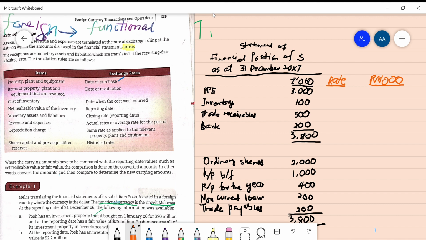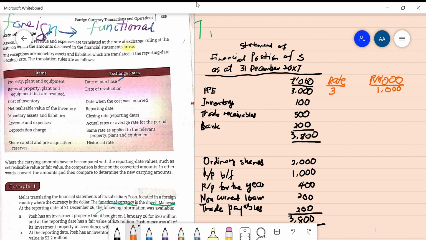Okay, so we are going to use the rate as at 1st January X7, which is actually, what is it? 3, right? If you look at the question, 3. So 3,000 divided by 3, you will have 1,000.